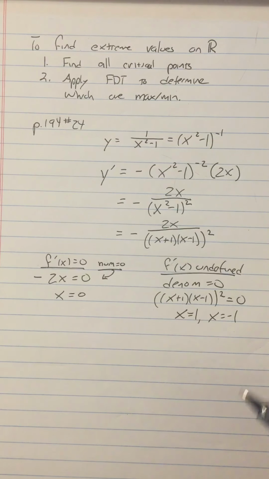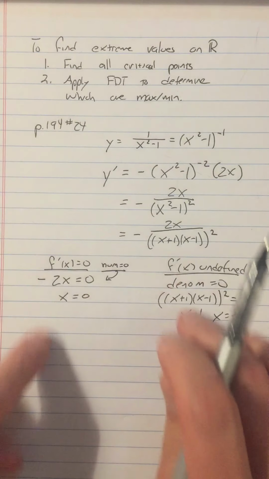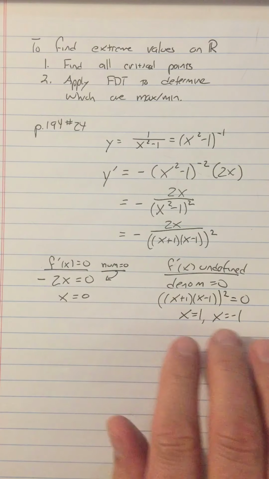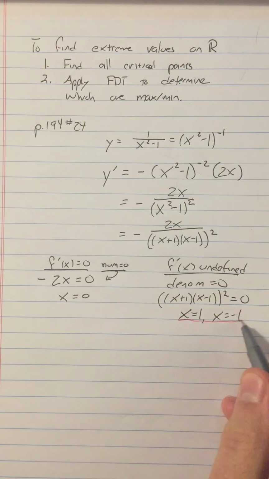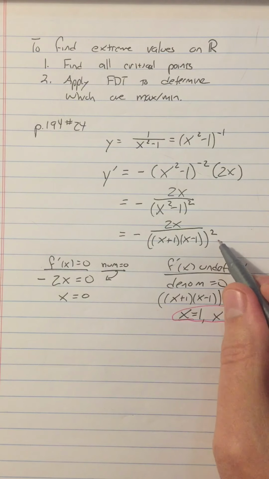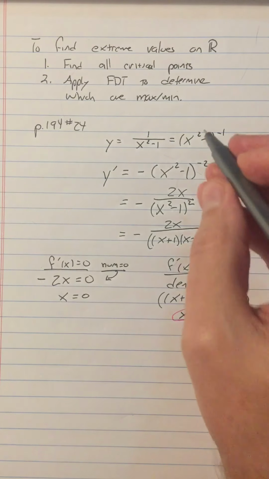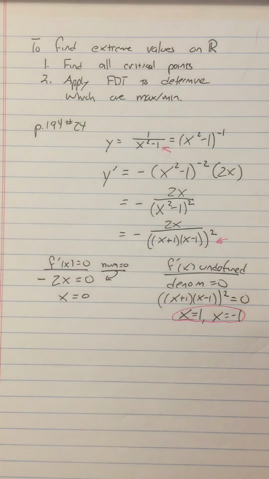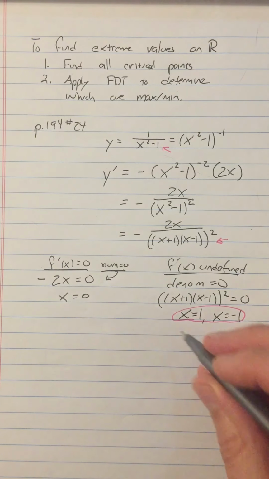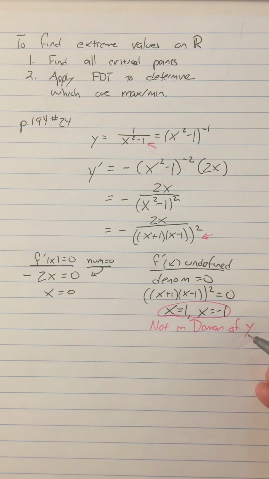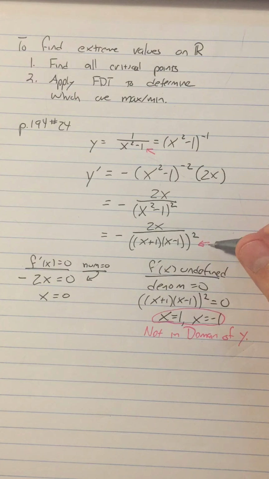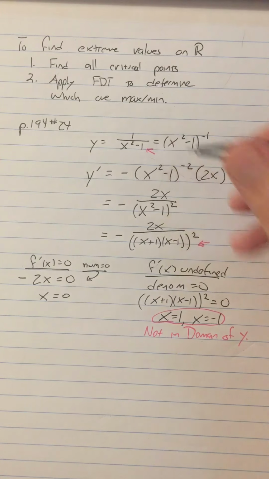All right, now, here's something you have to watch out for, and you need to watch for it as soon as you get your critical points, especially the undefined ones. Are they in the domain of the function? X equals 1 and x equals negative 1. We already know they make the denominator of f prime 0, but do they make the denominator of f 0 as well? They do. Therefore, x equals 1 and x equals negative 1 are not critical points because they are not in the domain of y. We knew they weren't in the domain of y prime, but they're also not in the domain of y, and for that reason we're going to throw them out.